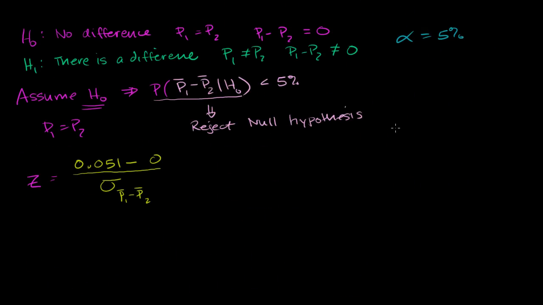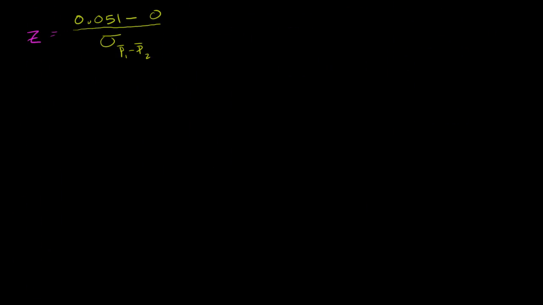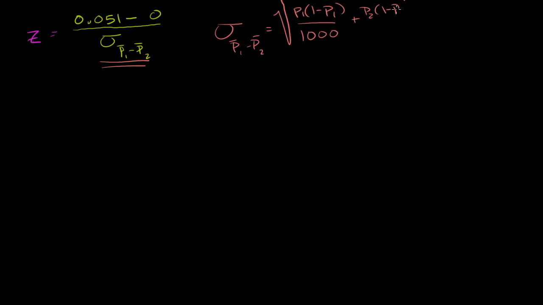In the last video, I made this approximation over here, and I don't want to confuse the issue, so let me write the clean version down here. We know that the standard deviation of our sampling distribution of this statistic, the sample proportion of P1 minus the sample proportion of P2, is equal to the square root of P1 times 1 minus P1 over 1,000 plus P2 times 1 minus P2 over 1,000. We've seen this several videos. But in the null hypothesis, we are going to assume that P1 is equal to P2. That's what we do. We assume the null hypothesis and then see the probability of this occurring.